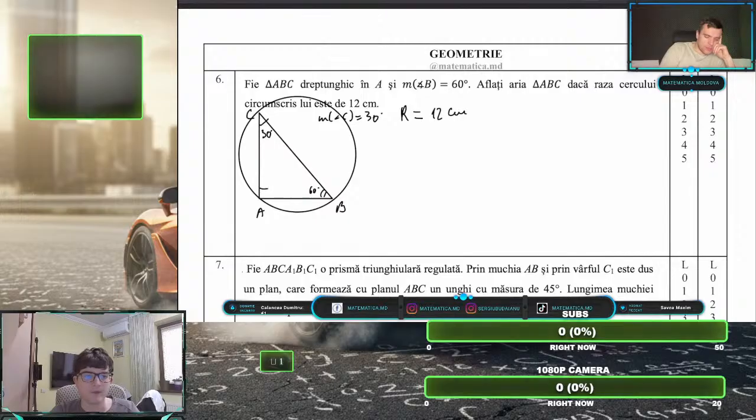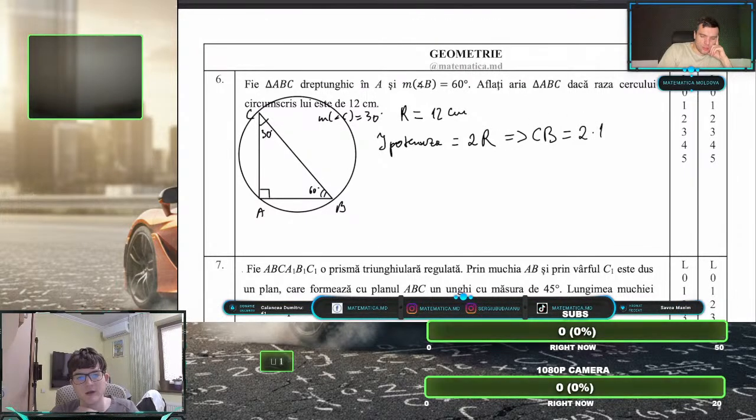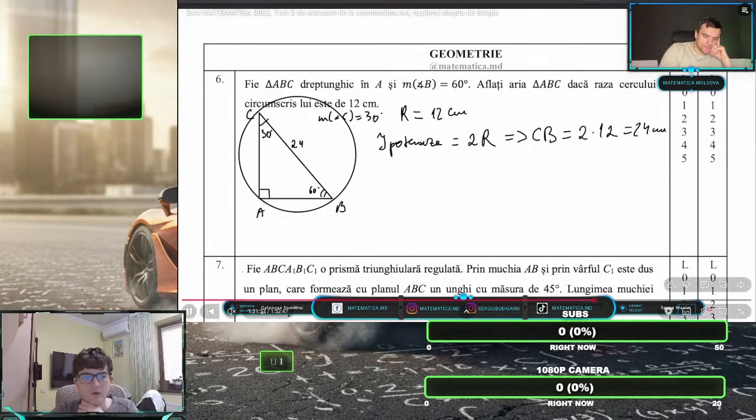So now you just take the center, you put it somewhere. I have this is 2R. So that's CB, and that's 24 centimeters. Yes, he didn't put a center, he just calculated 24. Now essentially got that, huh? Yeah, it's amazing. Now with the 30 degree theorem, essentially AB is going to be half that, is going to be 12.